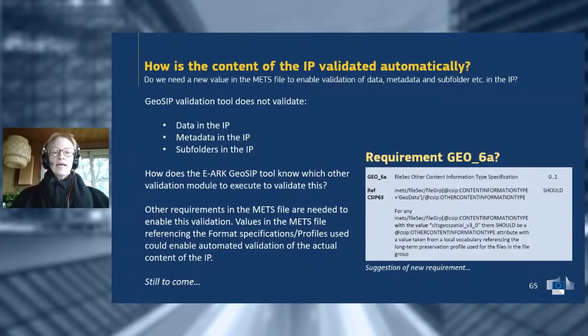So now we have values in the METS file that explain it contains geodata and also which specification is used for the structure and the METS file and so on, the SIDS content information type specification. But the question arises, how is the content of the information package then validated automatically? The content of the data folder, the actual geospatial files that you put into the information package.